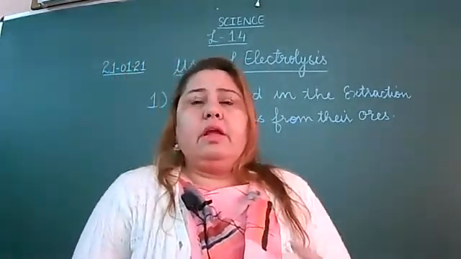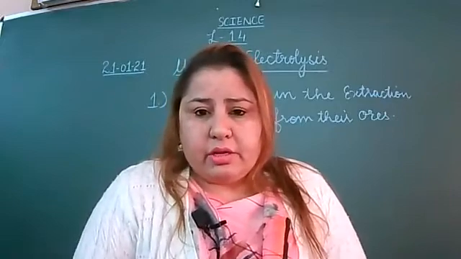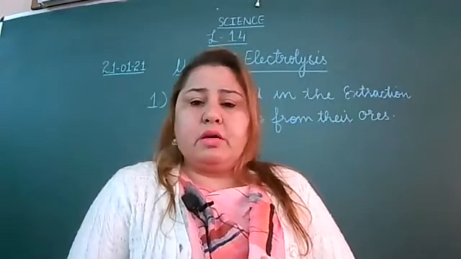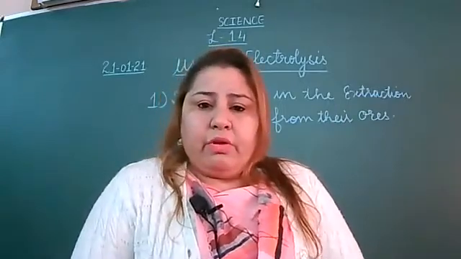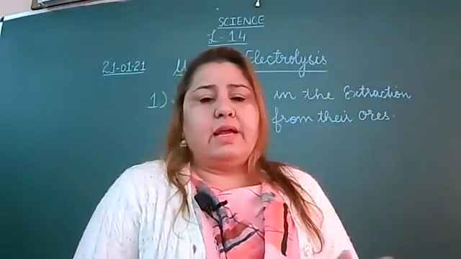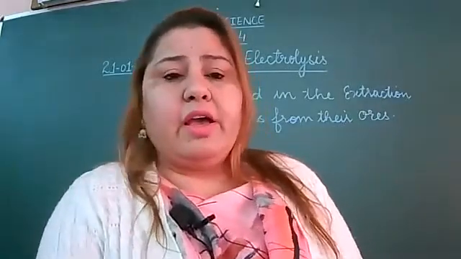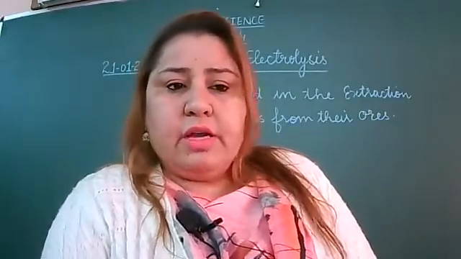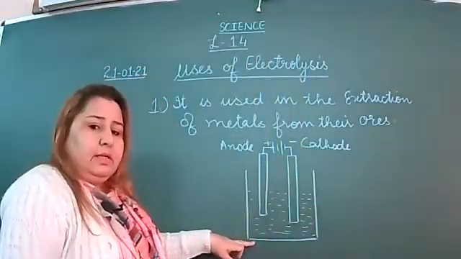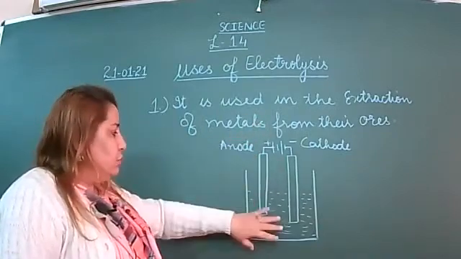For this activity, how we can extract the metals from their ores, we will use the same apparatus: beaker, anode, cathode. The positive charge will move towards the negative charge, and negative ions will move towards the positive charge. As you can see, here is the apparatus. If we want to extract the metal from the ores, what will we do?